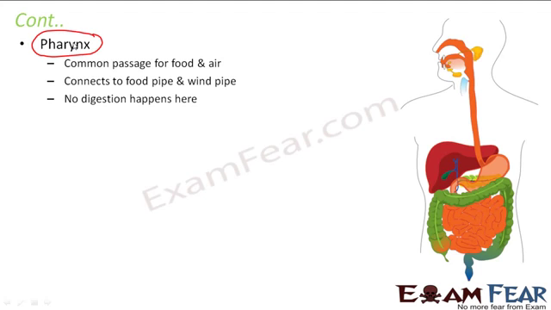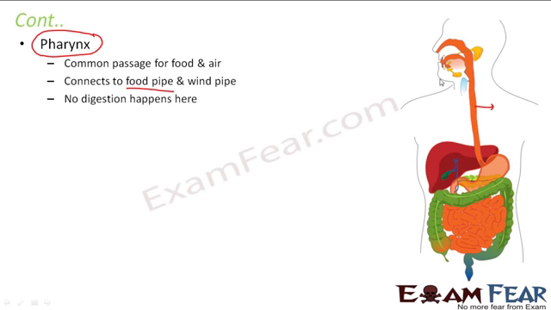It connects to the windpipe as well as the food pipe. What is the food pipe? Food pipe is nothing but the esophagus. This is the food pipe. Now in our body we have two different pipes. One is the food pipe and one is the windpipe. Okay, so which organ of our body helps in intake of food? Our mouth.